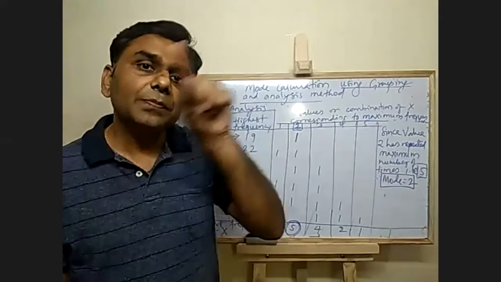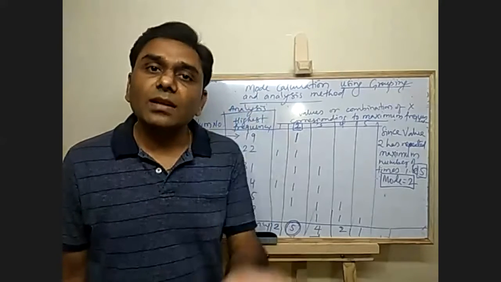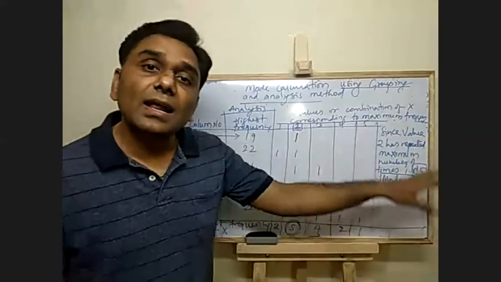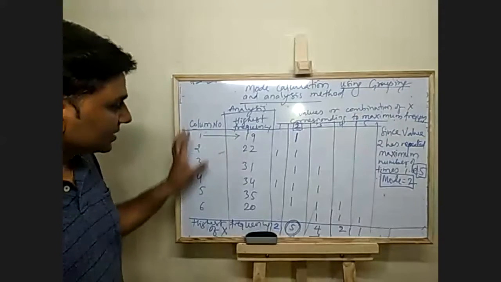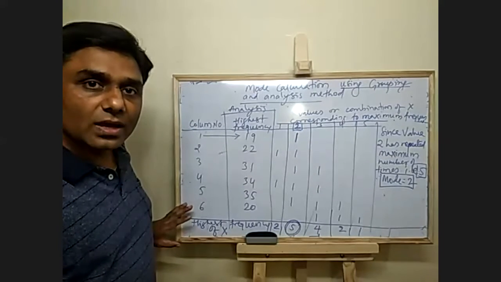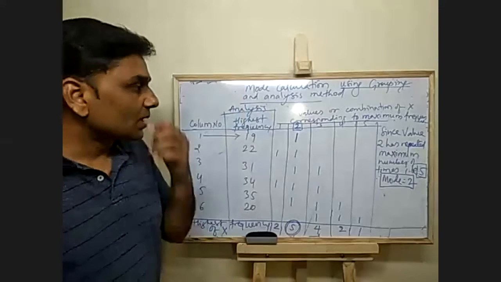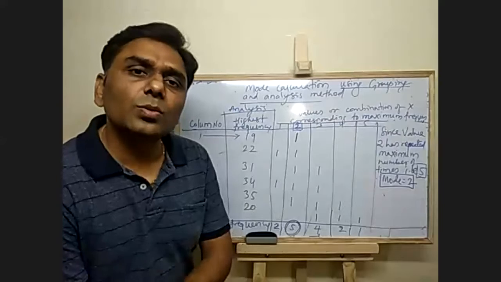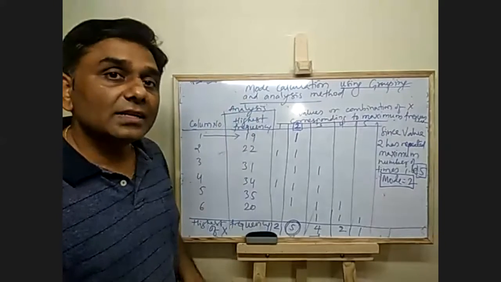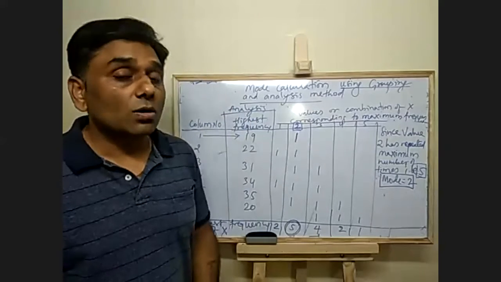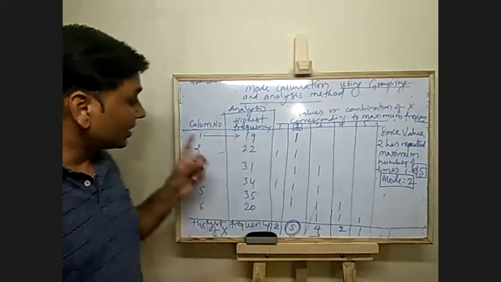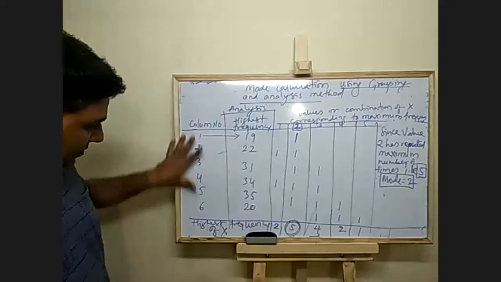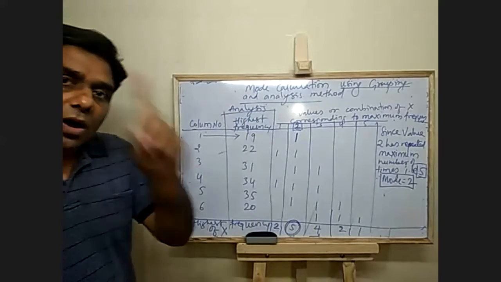Then round off the highest frequency. After rounding off the highest frequency, you have to do the analysis table. In the analysis table, these are your columns: column 1, 2, 3, till 6. As many frequencies as you have, so many columns you will have. Then write the highest frequency, the numbers which we have rounded off, for each column. You will always get 6.